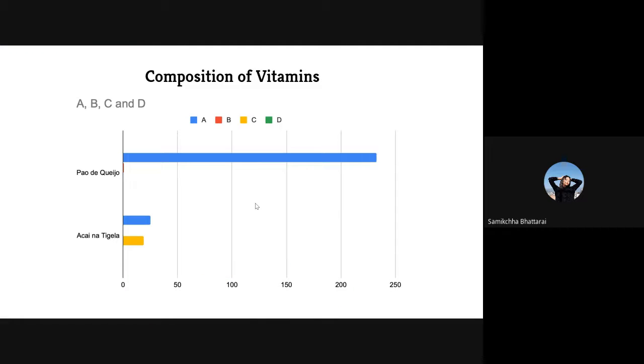Moving on to the last slide, we have composition of vitamins A, B, C, and D. Pao de Queijo had vitamin E, vitamin A, and just a little bit of vitamin B was found in Pao de Queijo. And in Açaí na Tigela, vitamin E and vitamin C were found. Thank you. Back to you, Dawa Dorje.